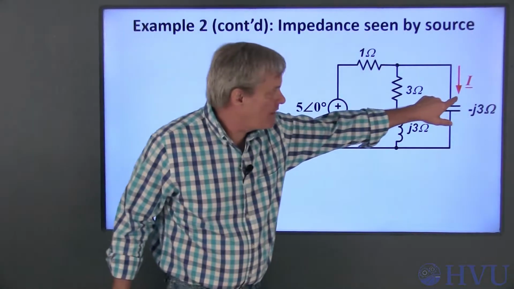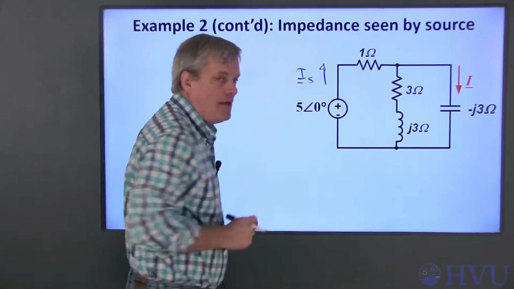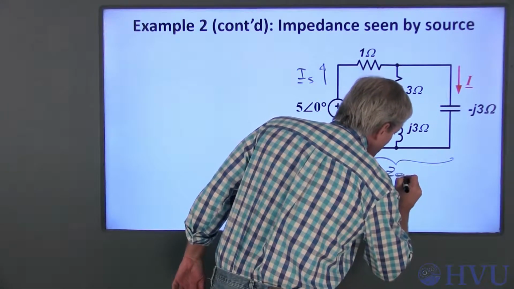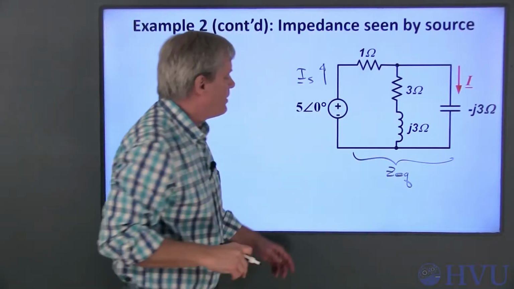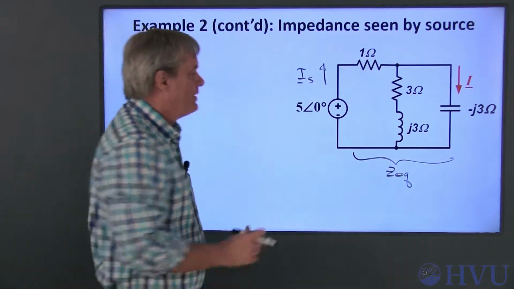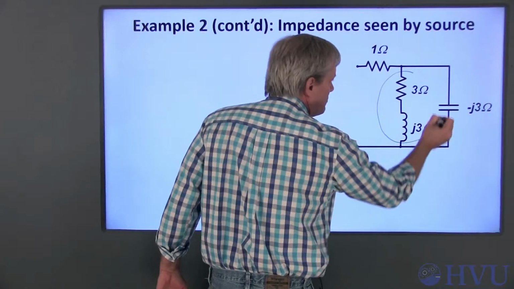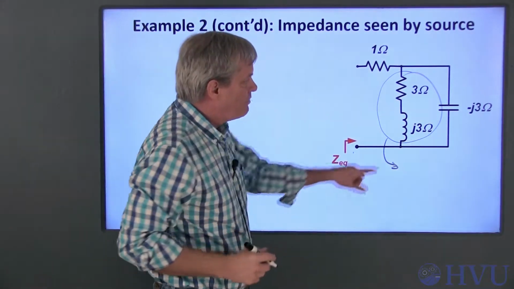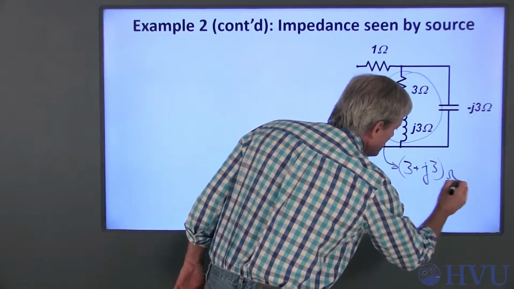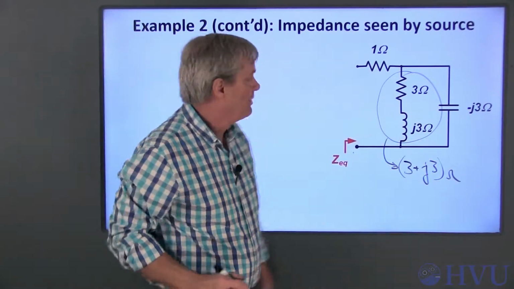To use a current divider to find I, first I need to determine the current out of the source. I can do that by determining the equivalent impedance, ZEQ, of this entire network, dividing this voltage by that impedance, which will give me this current. So to determine the equivalent impedance, these two elements are in series. Their equivalent impedance is 3 plus J3 ohms. Now this impedance and the capacitor's impedance are in parallel.